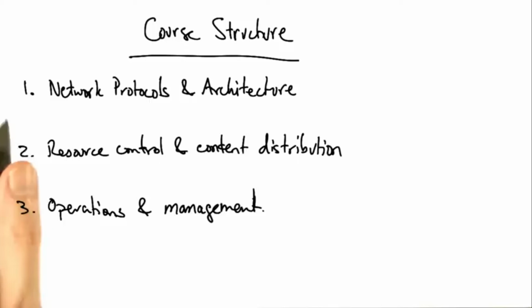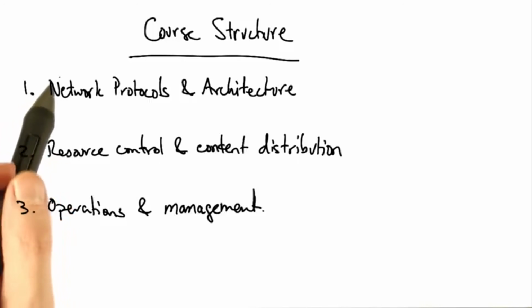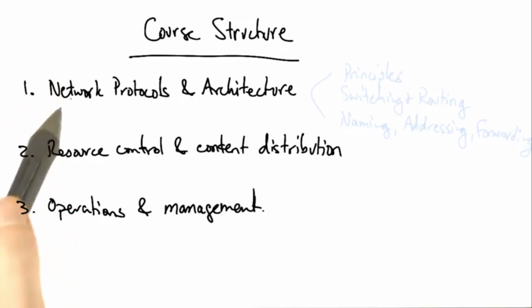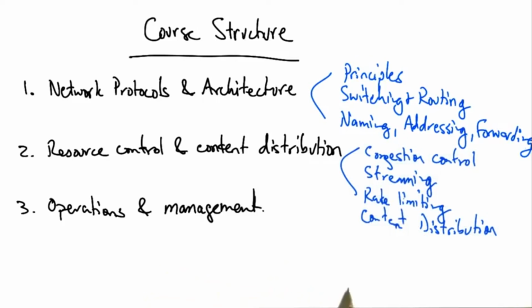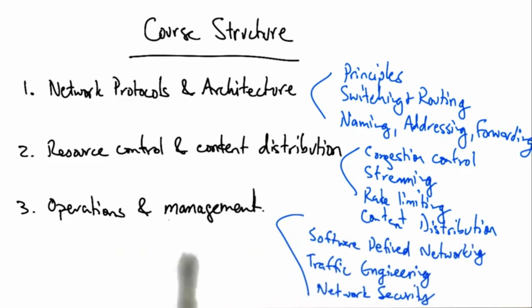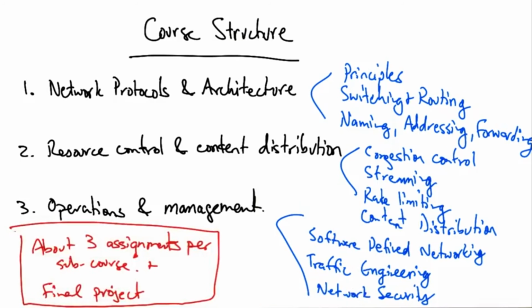The course is broken into 3 smaller sub-courses. The first course will cover topics including architectural principles, switching, routing, naming, addressing, and forwarding. The second part of the course will cover congestion control, streaming, rate limiting, and content distribution. And the third part of the course will have modules on software-defined networking, traffic engineering, and network security. There will be about 3 assignments per sub-course plus a final project.